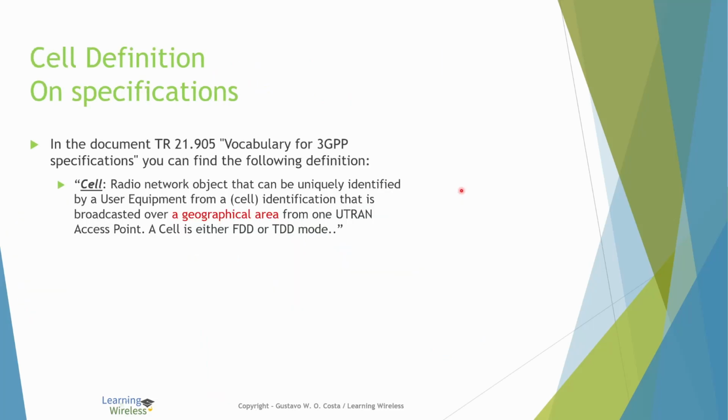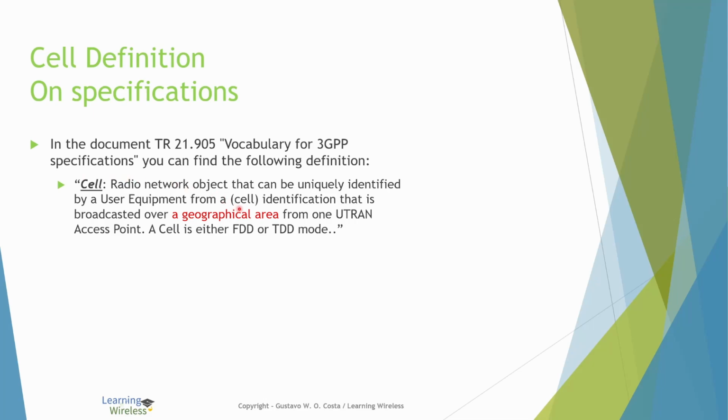So how is this cell actually defined in the specifications? Well, there is a document called TR 21.905. TR is a technical report, by the way, and that defines a vocabulary for 3GPP specifications, where you can find the following definition. And this is a document which comes already from the 3G days, but is still referenced by most specifications. So what's a cell in this document? Well, it says that the cell is a radio network object that can be uniquely identified by user equipment from a cell identification that's broadcasted over geographical area from one UTRAN access point.